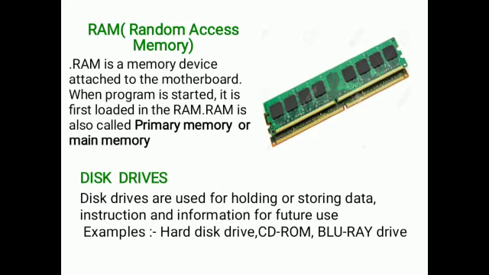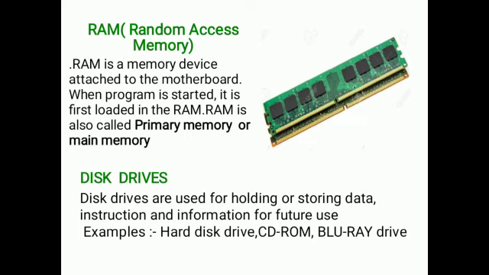Another component of the system unit is the RAM, meaning random access memory. RAM is a memory device attached to the motherboard. When a program is started, it is first loaded in the RAM. RAM is also called primary memory or main memory.